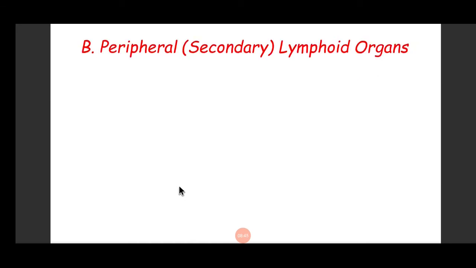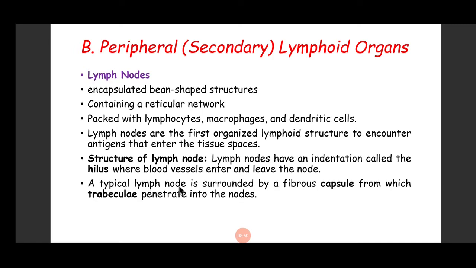Now coming to the peripheral lymphoid organs, the most important and most abundant peripheral lymphoid organ is the lymph nodes. Lymph nodes are present all over the body. They are encapsulated bean-shaped structures. They contain a reticular network, and they are packed with lymphocytes, macrophages and dendritic cells. This is the place where the lymphocytes or other cells encounter the antigen.